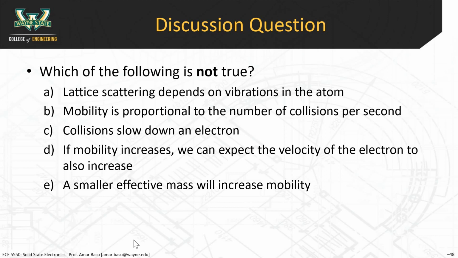Collisions slow down an electron. True. If mobility increases, we can expect the velocity of the electron to also increase. True. A smaller effective mass will increase mobility. True. Good. Right on.